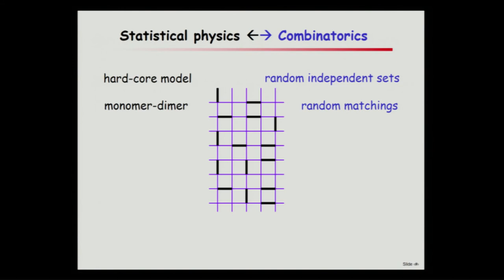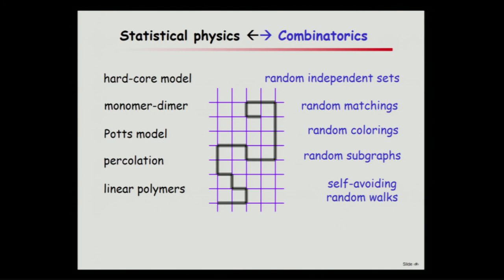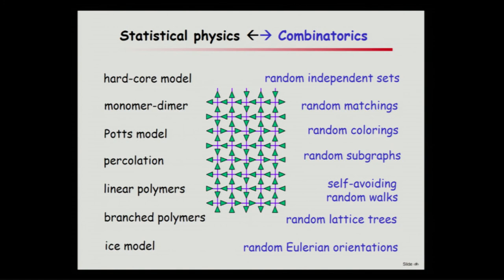The monomer-dimer model, random matchings. The Potts model, random colorings. Percolation, for those of you who heard of percolation, wonderful subject, random subgraphs. Linear polymers become self-avoiding random walks. Branched polymers, favorite subject of mine. Random lattice trees, and what physicists call the ice model, random Eulerian orientation. And there's more. But all this is the same stuff being studied by both sides with different names.